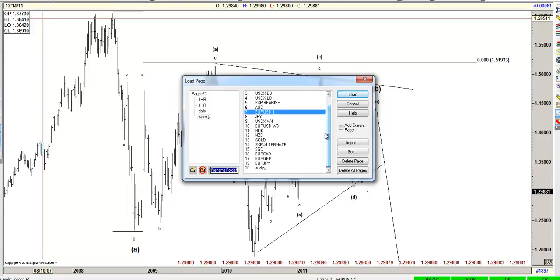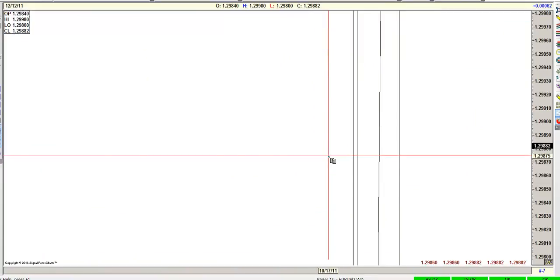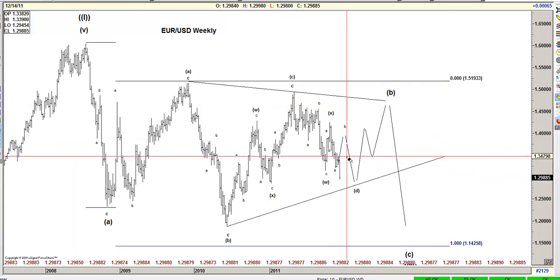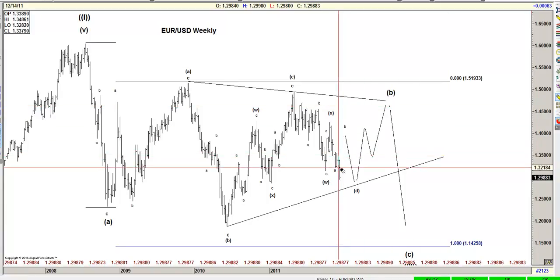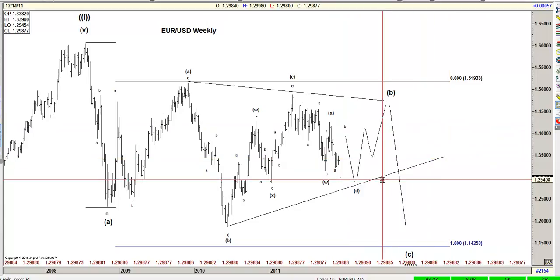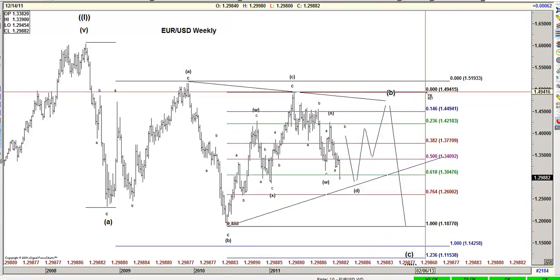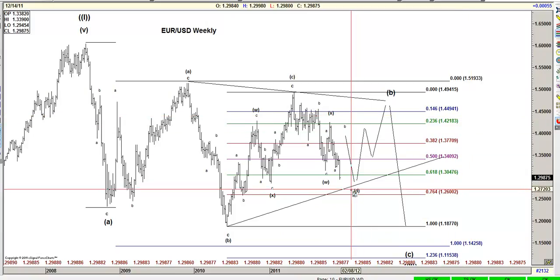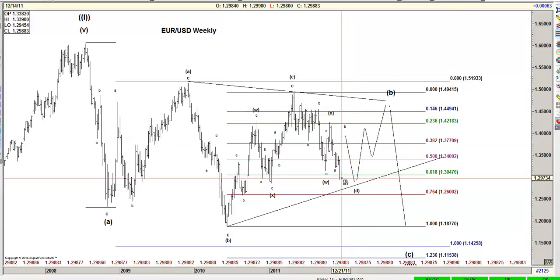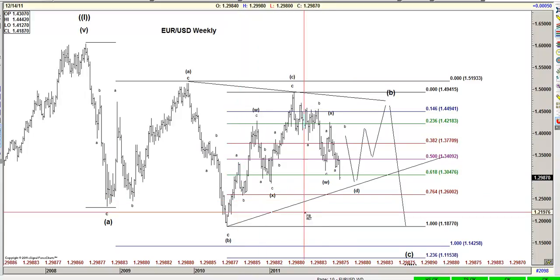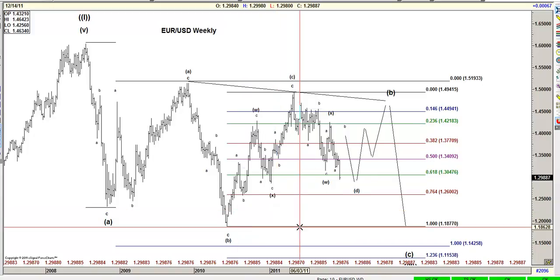So many charts. Okay, right here. This is how I look at it. In the case of the euro, I believe that we have two choices. This is the D-wave. I don't like the idea that the market passed above the 618 of the D-wave without any bounce of any meaning. Do not look for that.